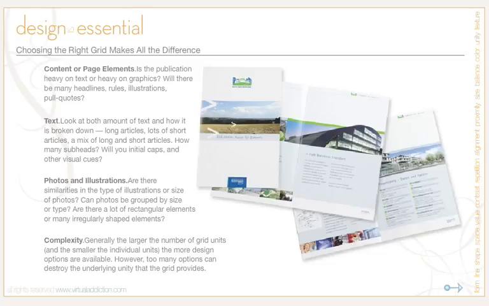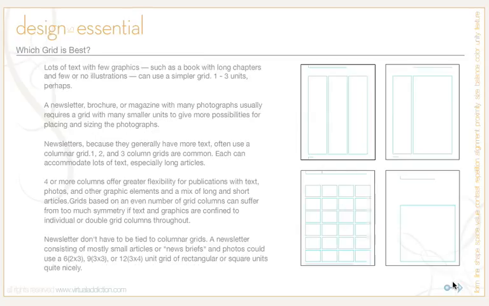So, which grid is best? Well, here's some guidelines, and remember, I'm calling these guidelines, not rules. If you have lots of text with few graphics, such as a book or long chapters with few or no illustrations, then you can use a simpler grid, like a 1 to 3 unit grid perhaps. If you have a newsletter, brochure, or magazine with many photographs, it's usually going to require a grid with smaller units to give more possibilities for placement and for sizing the photographs.